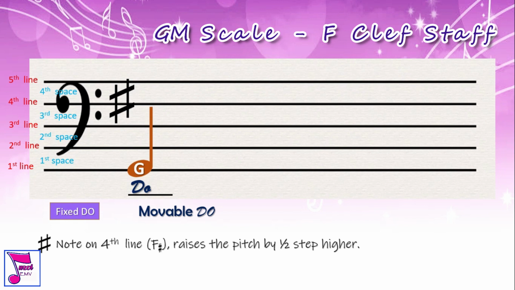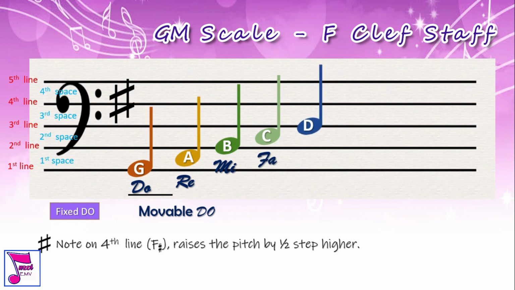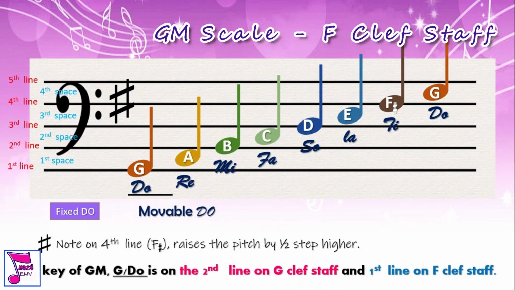Let's do the scale of G major on F clef staff. G Do is on the first line on the staff. A Re on the first space. B Mi on the second line. C Fa on the second space. D So on the third line. E La on the third space. F sharp Ti on the fourth line, and G Do, which is the higher Do, on the fourth space of the staff.